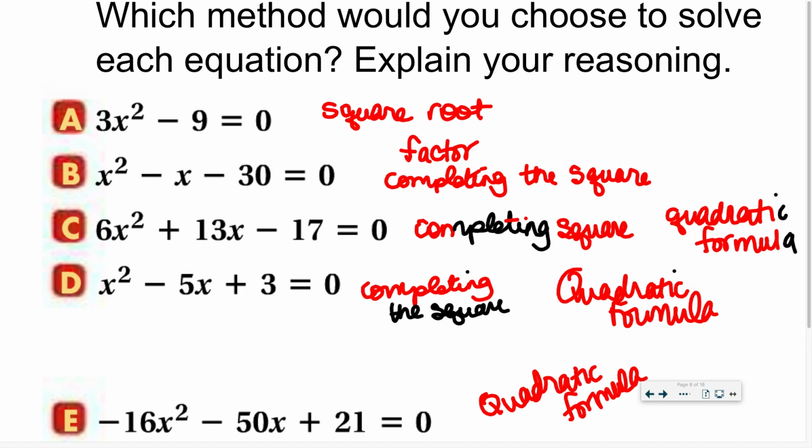When should you use certain methods? And it may be different for all of you. Some of you might be really comfortable completing the square. You may opt to complete the square instead of factor, even if it's factorable. A lot of this does become preference.